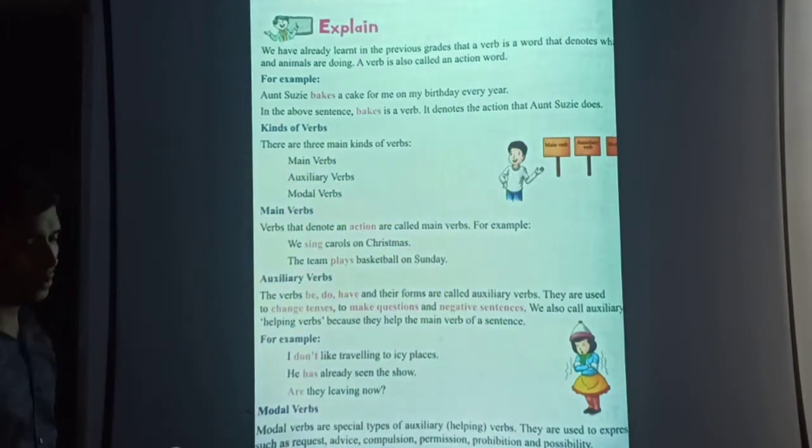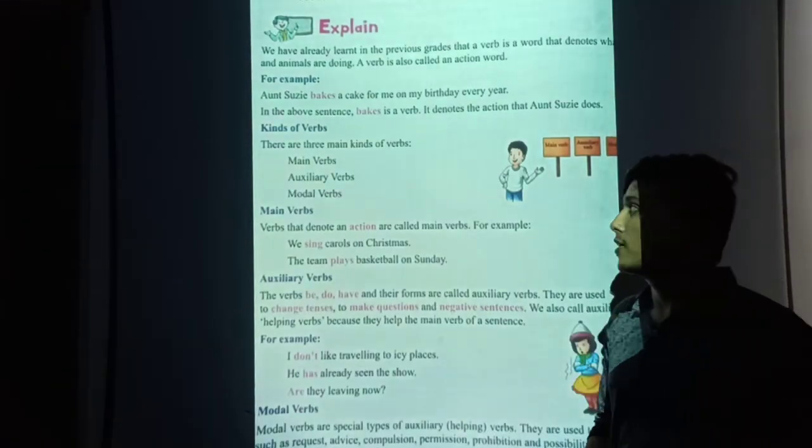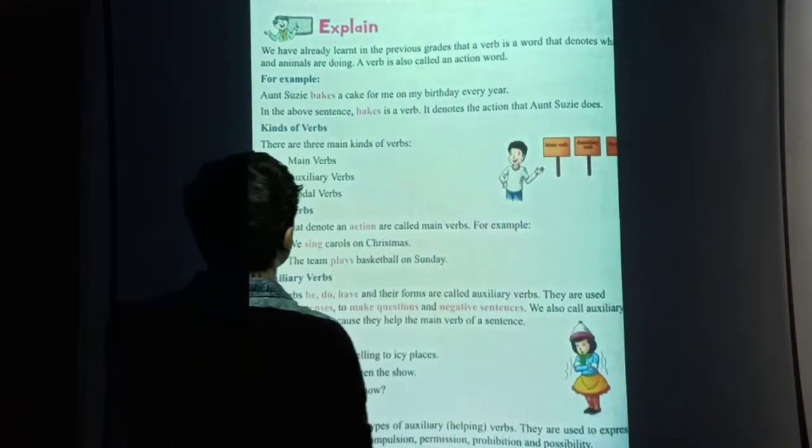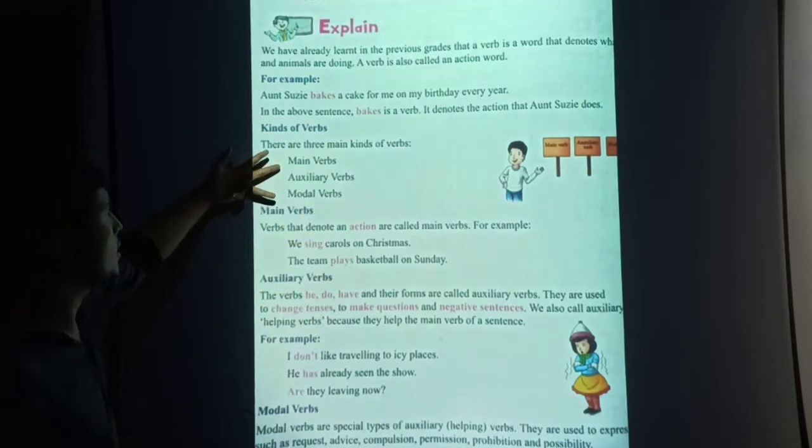Now the kinds of verbs. Students, we have to read a few important kinds of verbs in this lesson. You can see that there are 3 main kinds of verbs: main verbs, auxiliary verbs and modal verbs. So we have 3: main, auxiliary and modal.